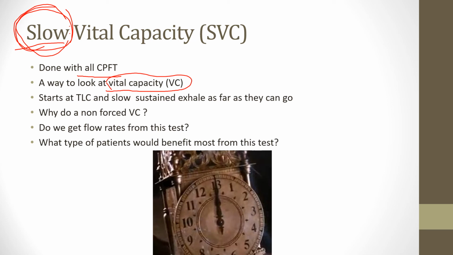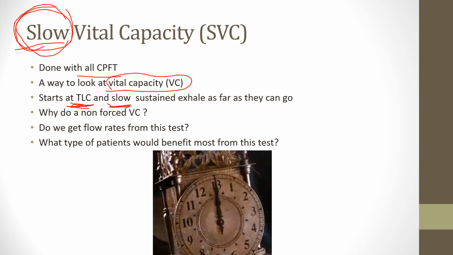So that's exactly what it's stating here in the third point. You start up here at total lung capacity, so you take your deep breath in as deep as you possibly can till you're at total lung capacity, and then you slowly, with a sustained exhalation, breathe out for as long as you can go until nothing else is coming out. So the difference between a forced vital capacity and a slow vital capacity is this part, the slow part. One's fast, the other one is slow.